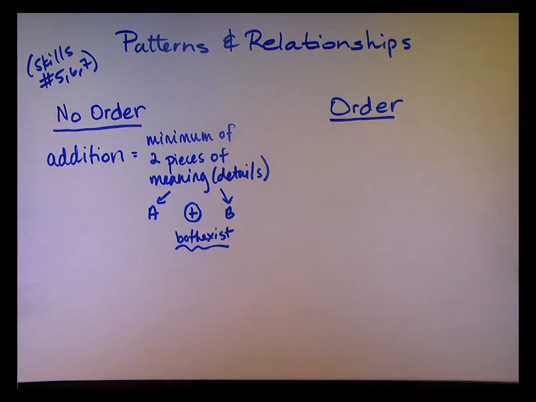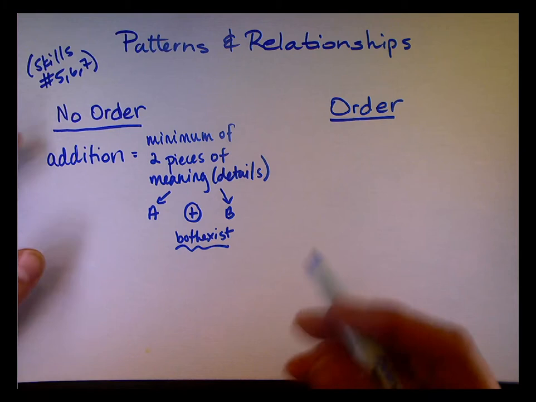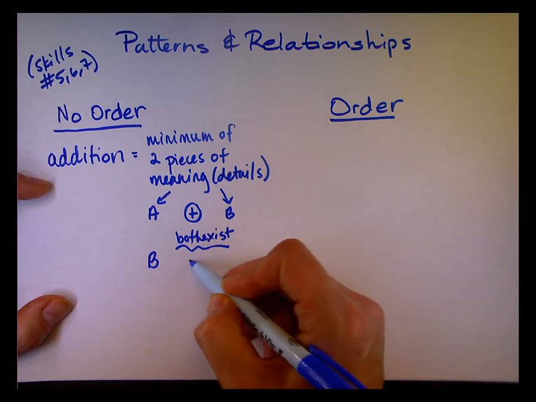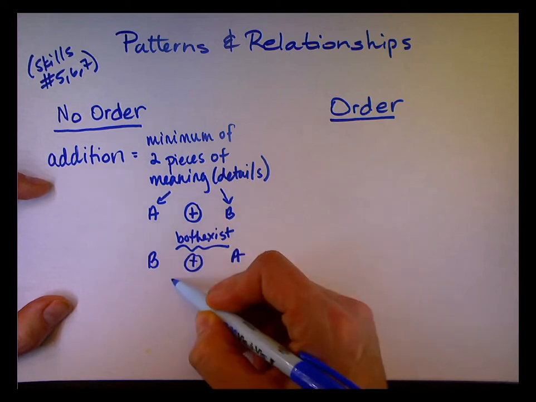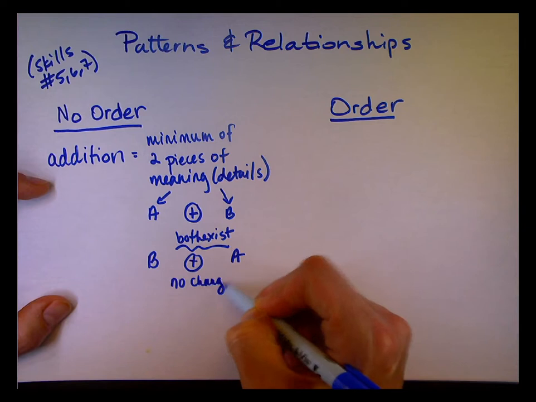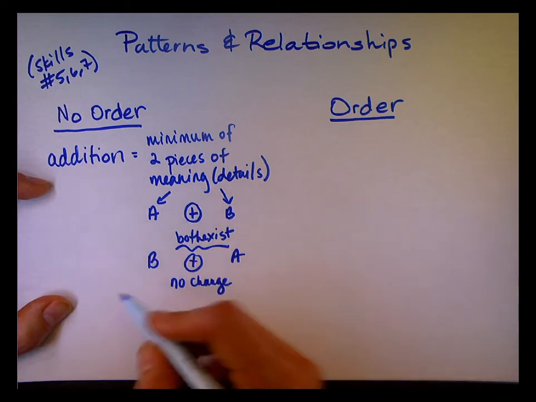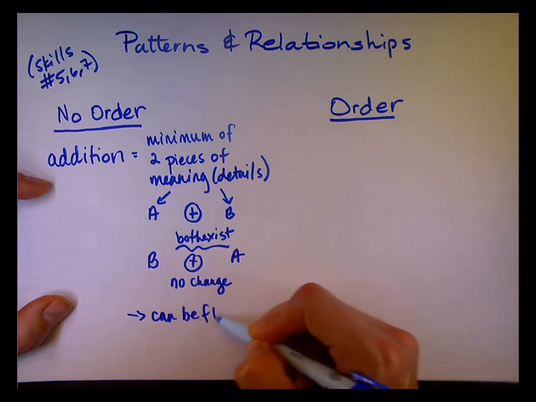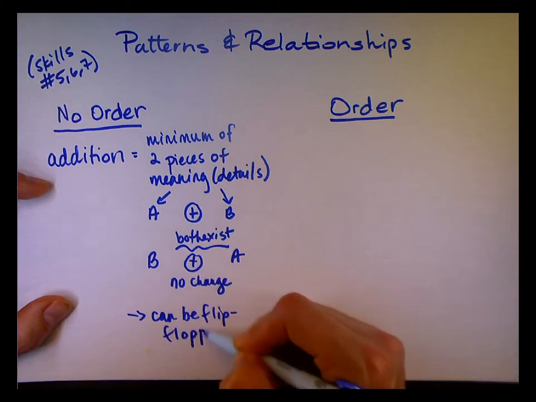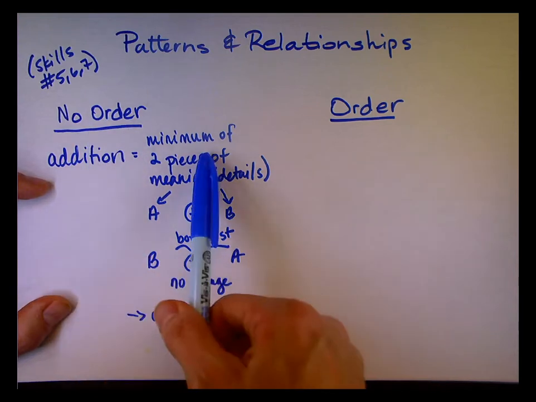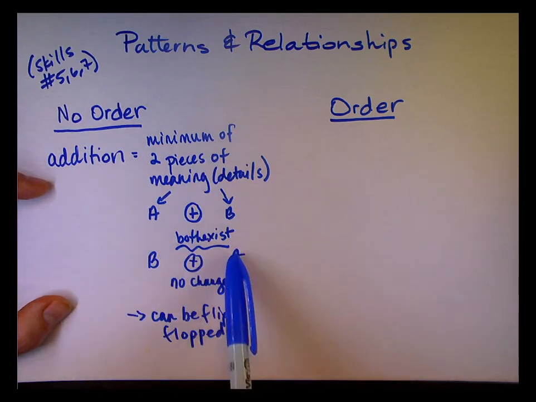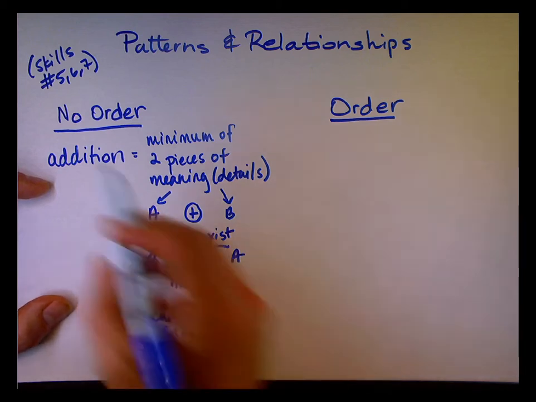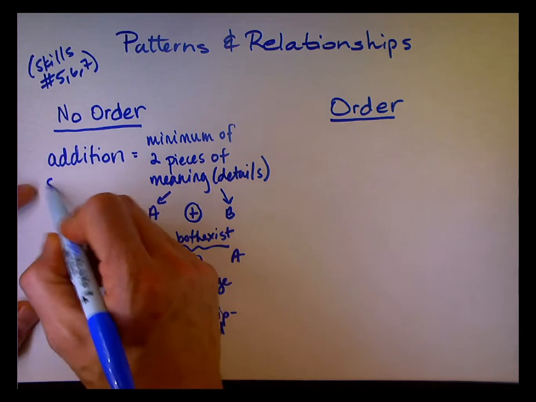Okay? That's addition. And here's the thing with addition is that they don't have any order to them, right? So in a sentence, I could mention A first and B second, or I could mention B first and A second, and there's no change in the meaning. It means the exact same thing. So the details can be flip-flopped. Remember, there's no order when it comes to addition. It's just these 2 things both exist, but it's not like they have anything to do with each other other than the author has decided to mention them.